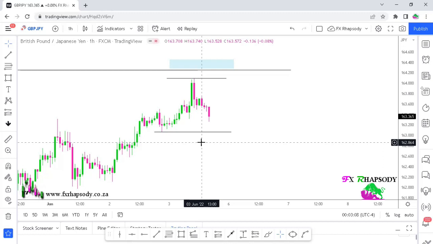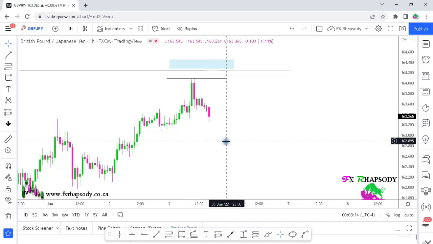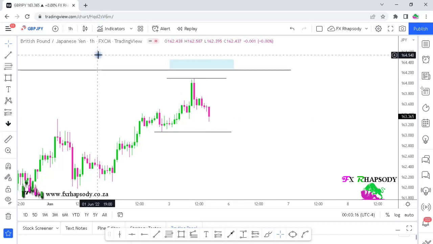You can catch a lot of pips the opposite way, meaning you could be selling that retracement or whatever happens. And don't forget that, especially then you drill down to your 5 minutes, or your 15 minutes, 5 minutes, 1 minute, and so forth. So to catch those moves.